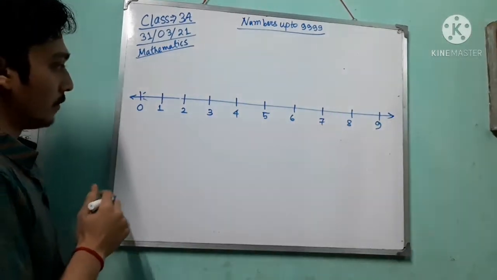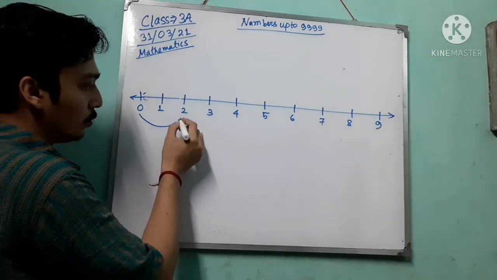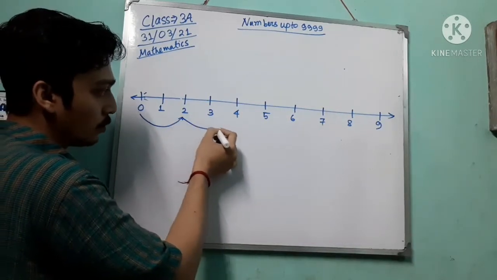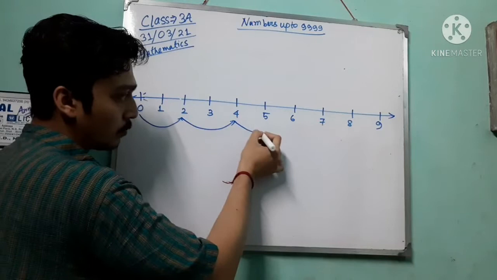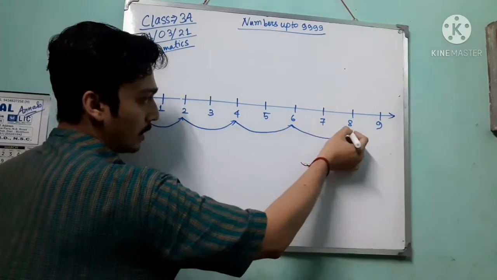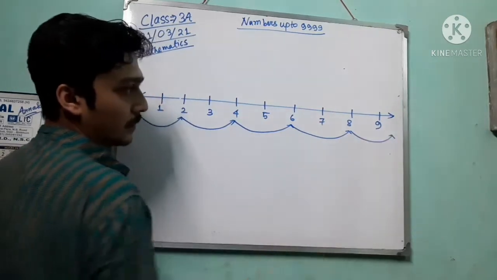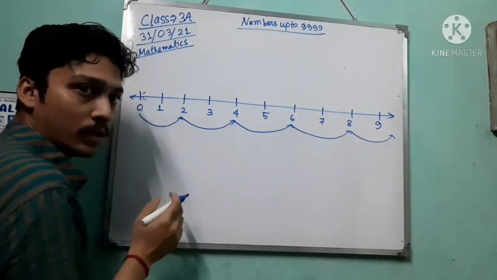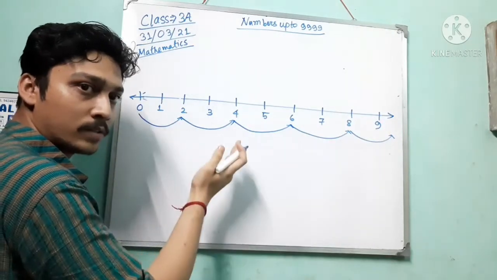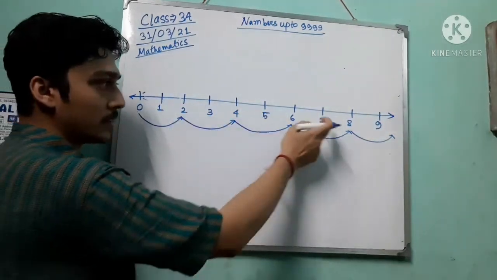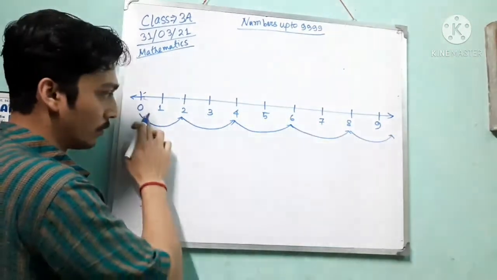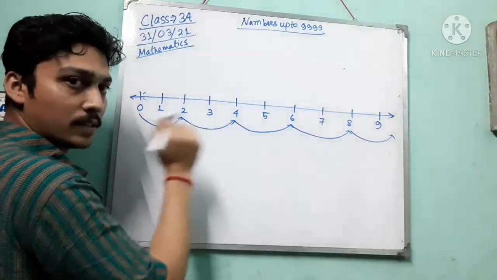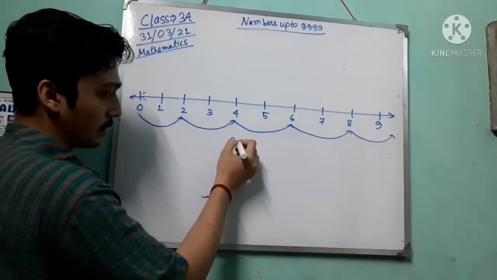Okay. Now you see, 0 to 2. Now I'm going 2 to 4. Now 4 to 6. Now 6 to 8. Now another 8 to 10. You see, these are even numbers, because in the ones digit, if they are 0, 2, 4, 6 and 8, then it will be an even number. So one step after another, we get even numbers. So they are called even numbers.